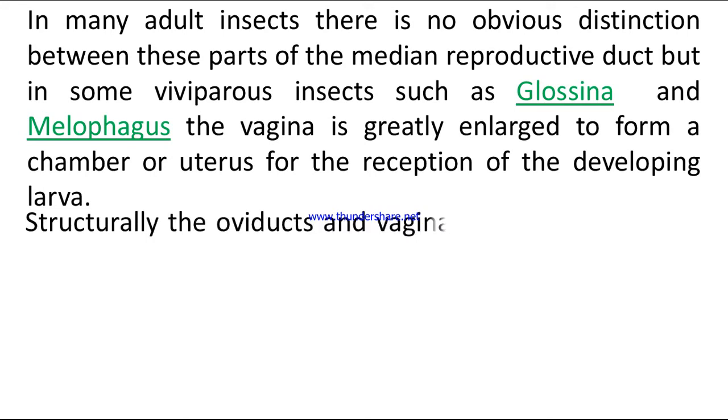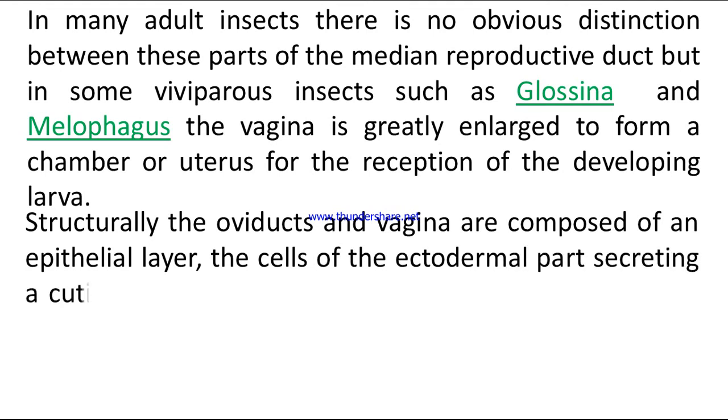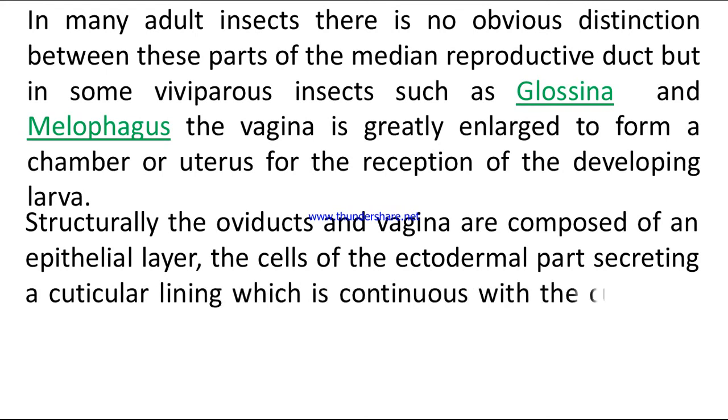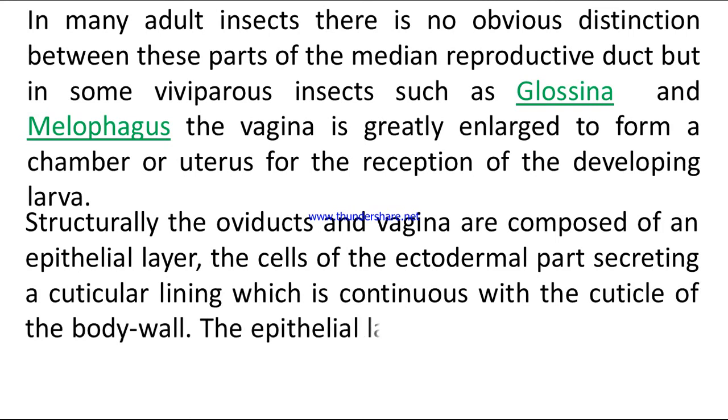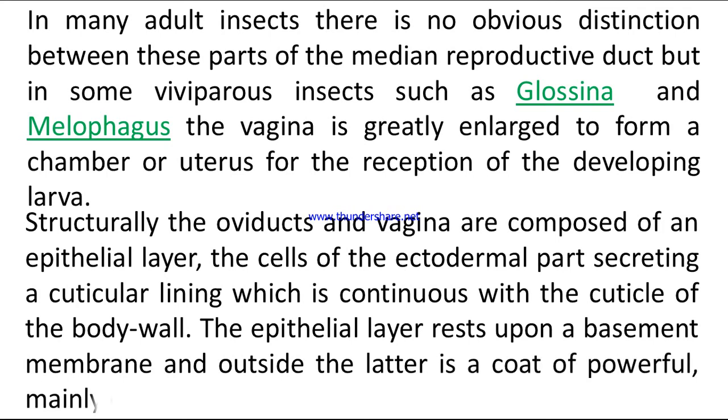Structurally, the oviducts and vagina are composed of an epithelial layer, the cells of the ectodermal part secreting a cuticular lining which is continuous with the cuticle of the body wall. The epithelial layer rests upon a basement membrane and outside the latter is a coat of powerful, mainly circular muscle fibers.